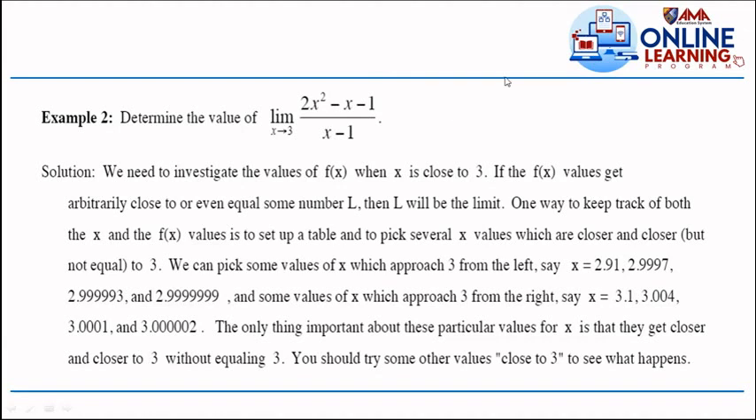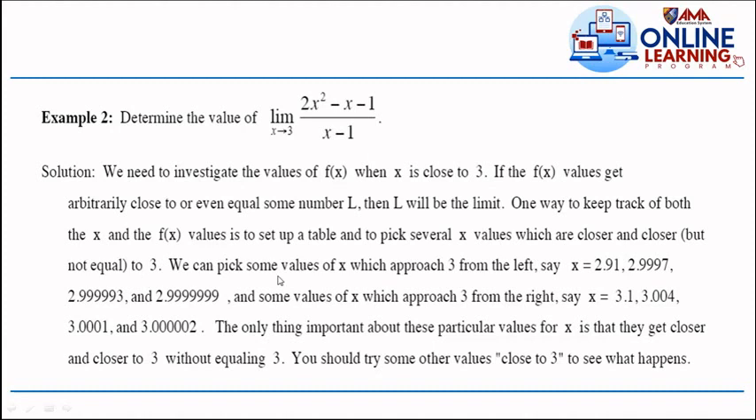Pero sabi niya dito, solution, we need to investigate the value of the function of x when x is close to 3. If the function of x values get arbitrarily close or even equal some number L, then L will be the limit. One way to keep track of both the x and function of x values is to set up a table and to pick several x values which are closer and closer but not equal to 3. So tulad yung procedure doon pagdating sa tangent lines.